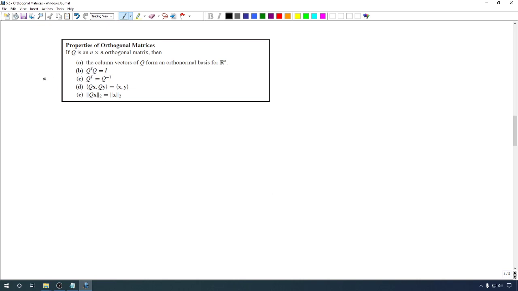Now let's actually look at an example from the book. Specifically, we're going to look at example 6. We're going to look at the matrix Q, where Q is given as cosine theta, negative sine theta, sine theta, and cosine theta. So a 2 by 2 matrix. Let's multiply this by its transpose.